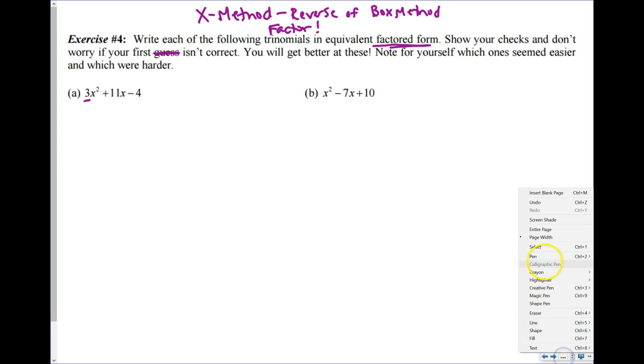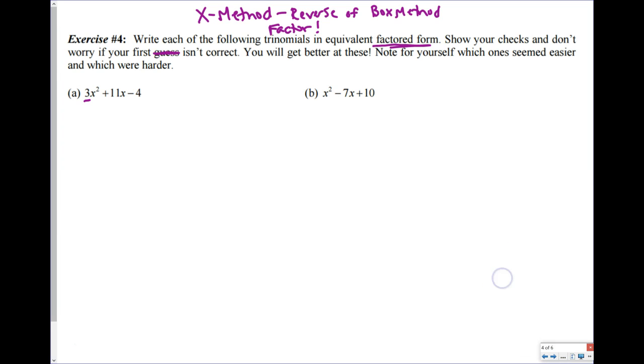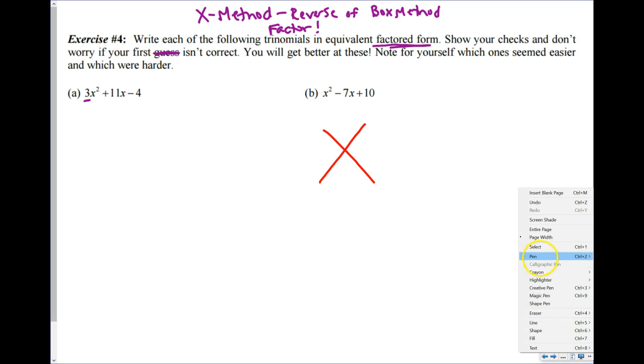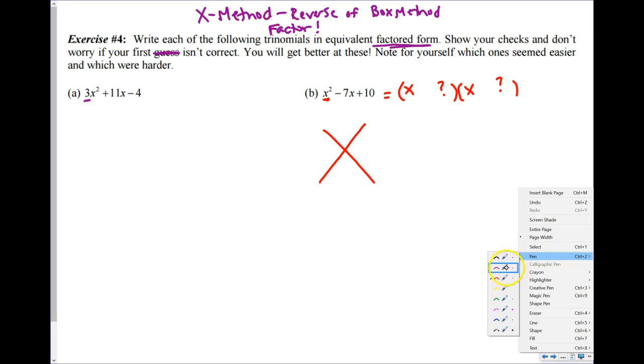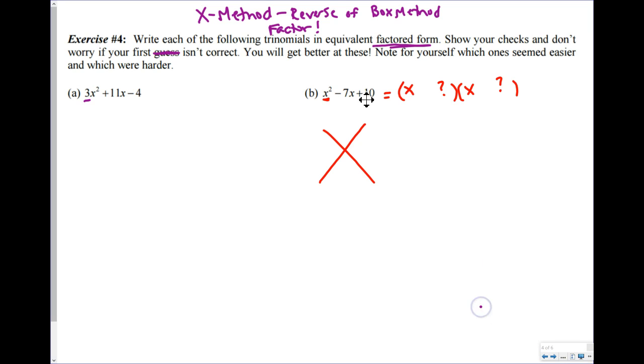So we're trying to figure out a puzzle. We want to figure out two numbers, because we want this to turn into something that looks like this, right? We know we have an x squared, so we always know it's going to be x times x, because what's x times x? X squared. But the problem is, what two numbers go here? The two numbers that go there have a special property. They have to multiply up to this 10 right here.